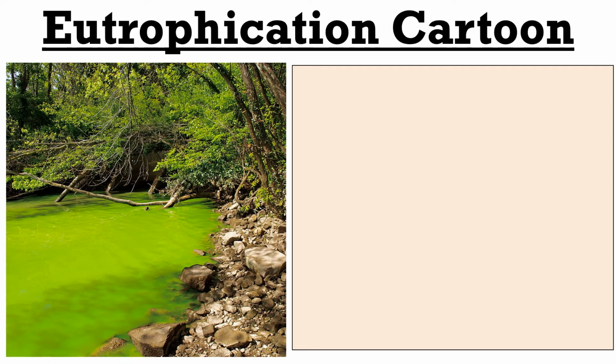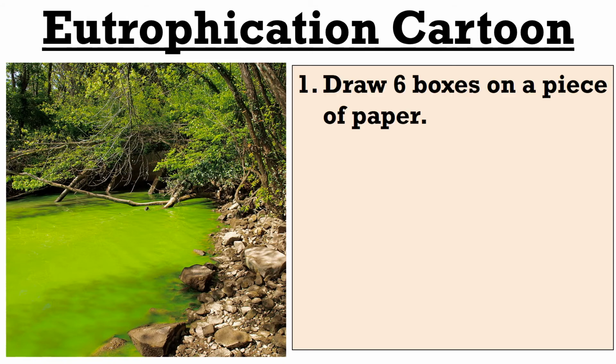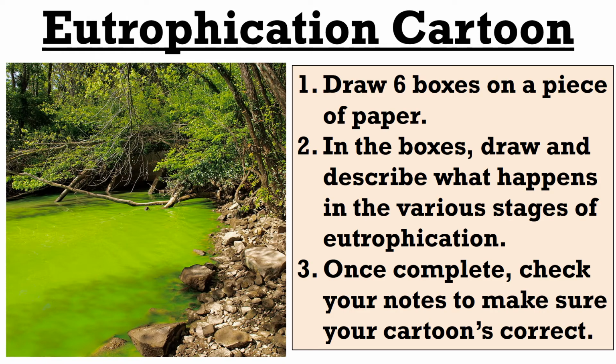So just to finish that off, I'd like to try and do this from memory. So draw 6 boxes on a piece of paper. 6 boxes probably. I've done it in 6 stages. If you can do it in less or more, that's okay. In the boxes, draw and describe what happens in the various stages of eutrophication, and then once complete, just check with your notes to make sure that it is correct.